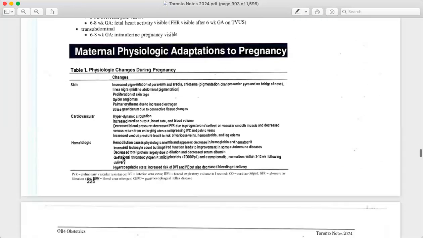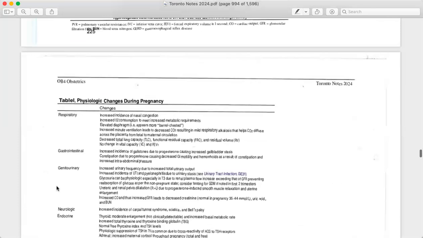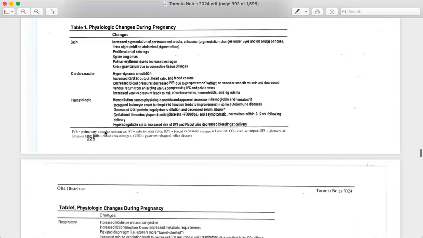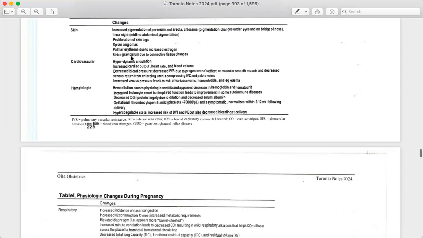Coming to here, the changes, I would say just go to the endocrine changes. That's kind of important. Knowing a bit of hematological changes, those are kind of important. So just give it a read. Otherwise, skin, there is pigmentation, linea nigra, proliferation, spider angiomas, palmar erythema, and striae gravidarum.